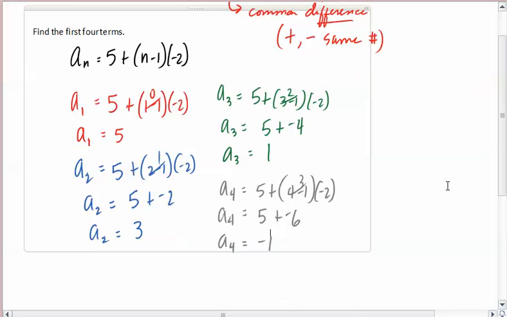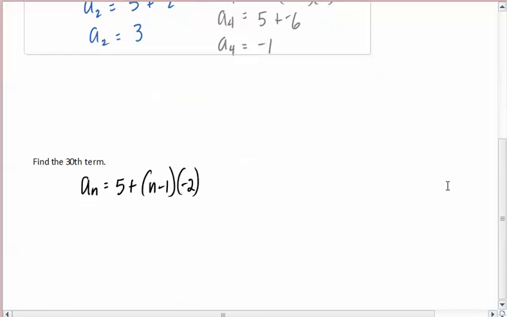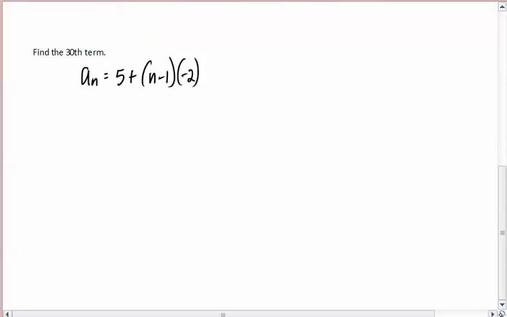Now, let's take a look at this same problem, but it's now asking us to find the 30th term. So what in the world does that mean? That means that we're going to jump straight to the 30th one in the row, and it would be written this way: a sub 30, because everywhere we're going to put 30 for n.